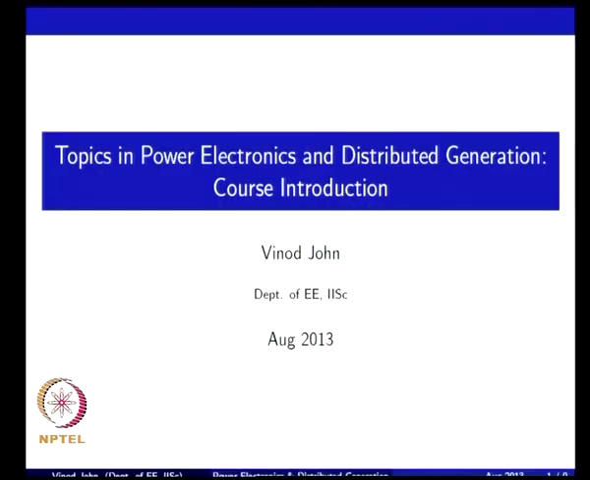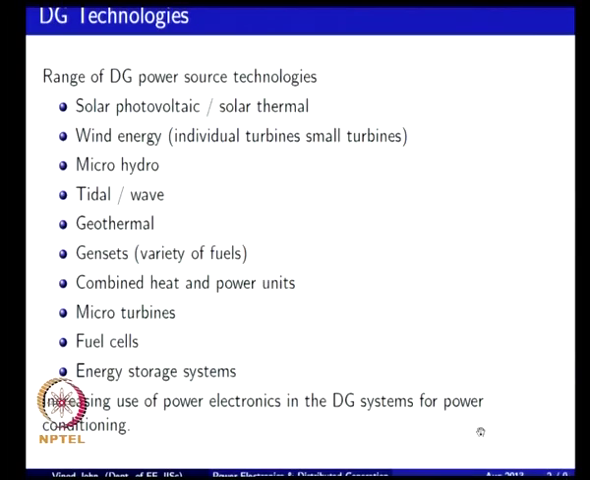In the last class we were talking about DG technology trends, especially related to power electronic applications and the content of power electronics in DG technology. We talked about internal combustion engines, combined heat and power, then micro turbines. That was where we left, and so today we will complete that discussion. We will look at fuel cells and energy storage elements and take it from there.